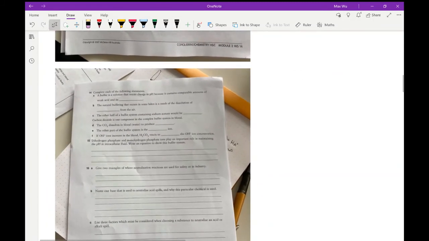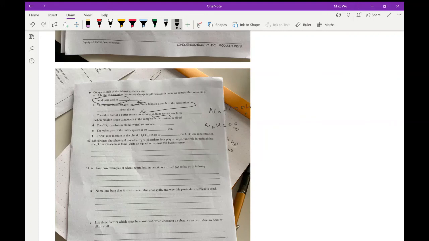Right. Okay, so a weak acid and its conjugate base. Natural buffering solution in the lake is a result of dissolution of what in the air? It could be carbon dioxide becoming carbonic acid. I'm not too sure. The other half of a buffer solution containing sodium acetate would be: sodium acetate is Na and acetate, like acetic acid, is HCOOH. It would be just NaHCOO, right? So this is acid, this is base. Something like that, very simple.